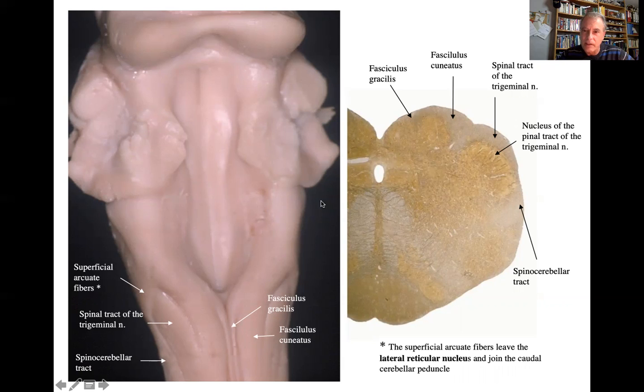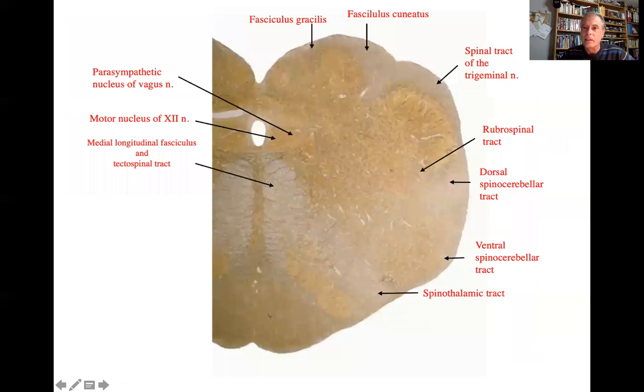This is the gracile fascicle here. We see again the fasciculus cuneatus, or the cuneate fascicle, and lateral, this structure is the spinal tract of the trigeminal nerve, with the nucleus of the spinal tract of the trigeminal nerve. And more ventrally, you have the spinocerebellar tract. Okay, so these structures can be identified externally. So again, you have this whole picture, right?